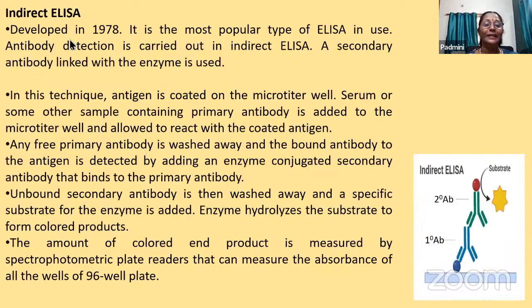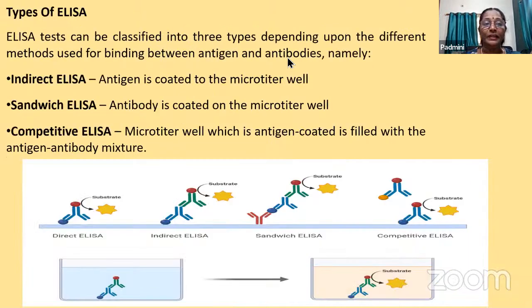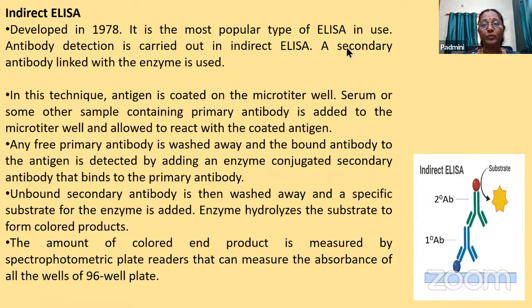We'll talk about the indirect ELISA technique. Developed in 1978. This is the latest one that has been developed. The first one was the competitive ELISA technique, but this is recently developed. It is the most popular type of ELISA in use. Antibody detection is carried out in indirect ELISA. Why antibody detection? Because antigen is coated onto the microtiter well, so antibody is detected. And when a secondary antibody linked with the enzyme is used, the color is produced.